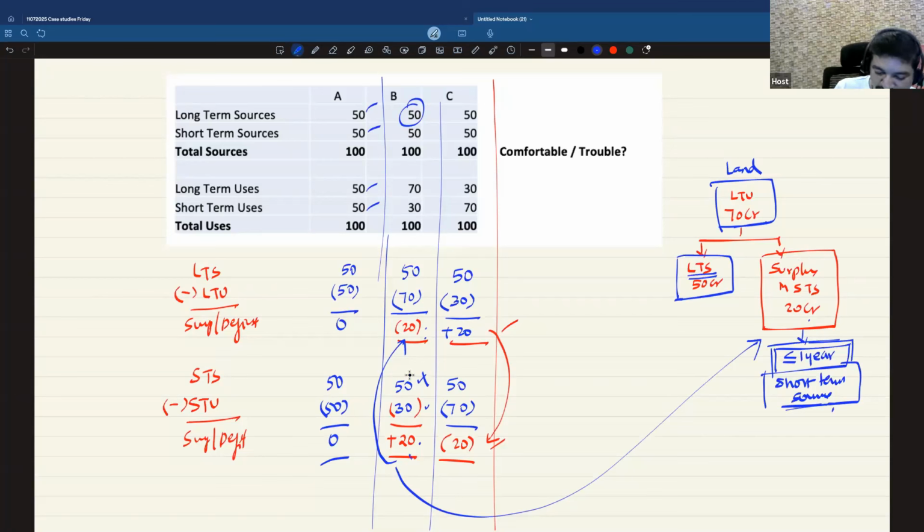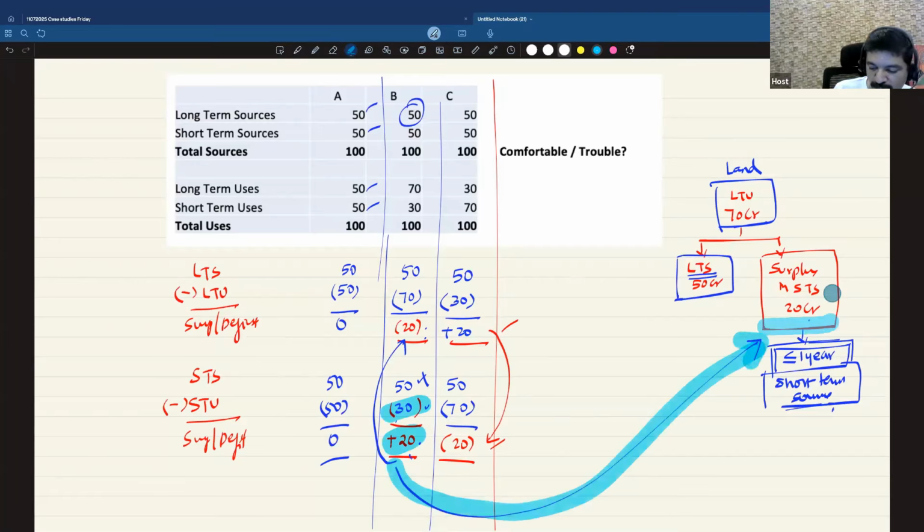Now, whoever has given this 50 crore, if they demand the repayment, I will be in trouble. Why? Because for paying 50 crore, the resource available is only this 30 crore. What about the remaining 20 crore? It is not immediately available, because this 20 crore had flowed for investing in this long-term asset. Yes or no? Are you able to understand?